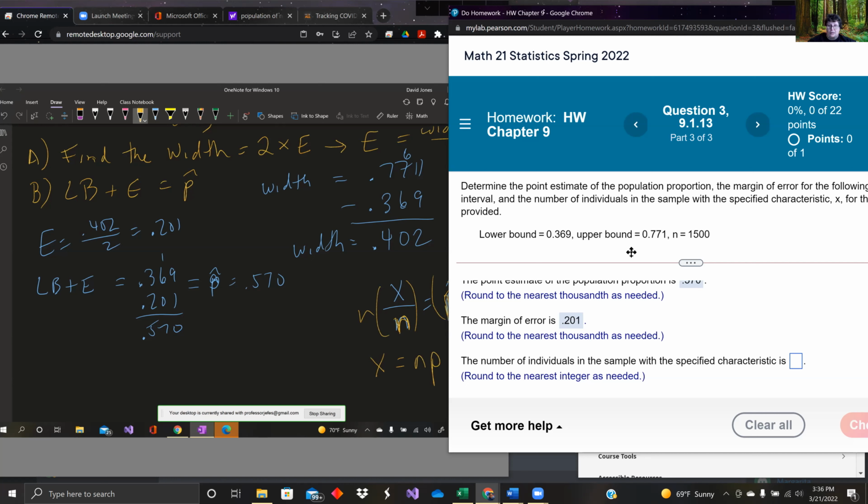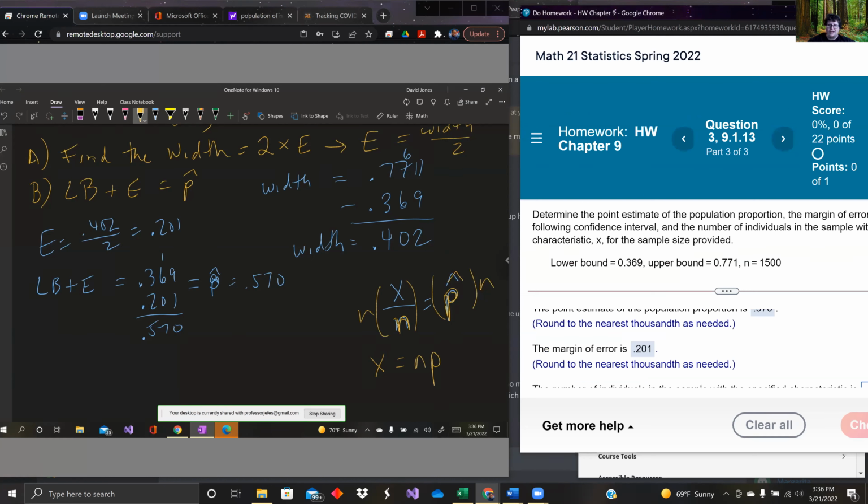Oh, I'm off screen. We've done N times P. Whenever it asks, what's your proportion? And then they say, okay, if we did this 1,000 times, how many could we expect to see? MATLAB loves doing this. Take the sample size and multiply by P. And it's having us do it again. What was our sample size here? 1,500. 1,500 times our 0.570. That's our N times P. And I'm getting 855.